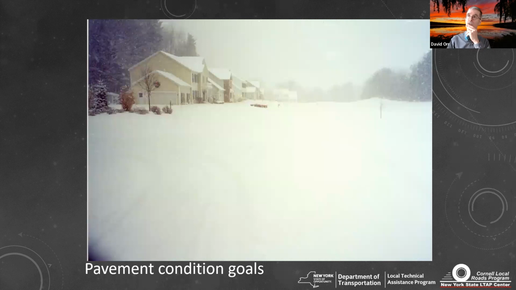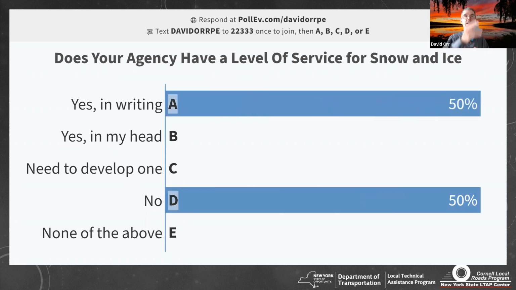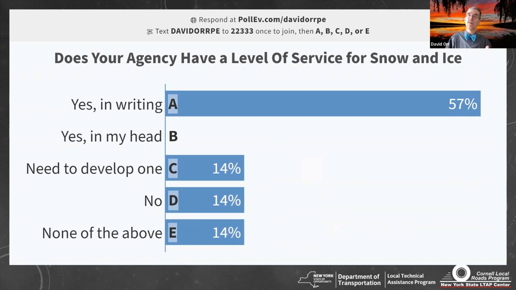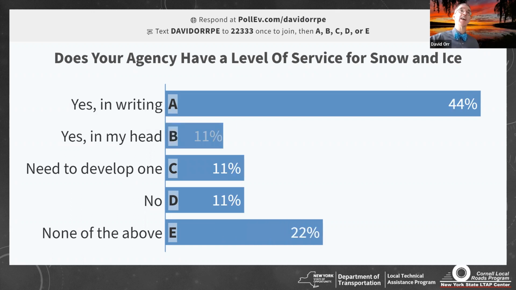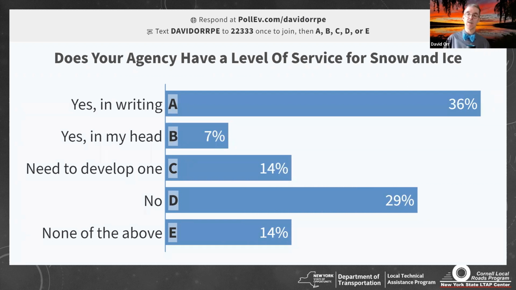So the question is, do you have a level of service set for snow and ice? Yes, in writing. Yes, in your head. I need to develop one. No, we don't have one. And if you have something else that you're doing, let me know by putting in none of the above and then putting it in the Q&A, what your none of the above means. What is your level of service that you've got? Again, you can put that in the Q&A. And if you don't have access to the Q&A, you can put it into Poll Everywhere. I can look at it.